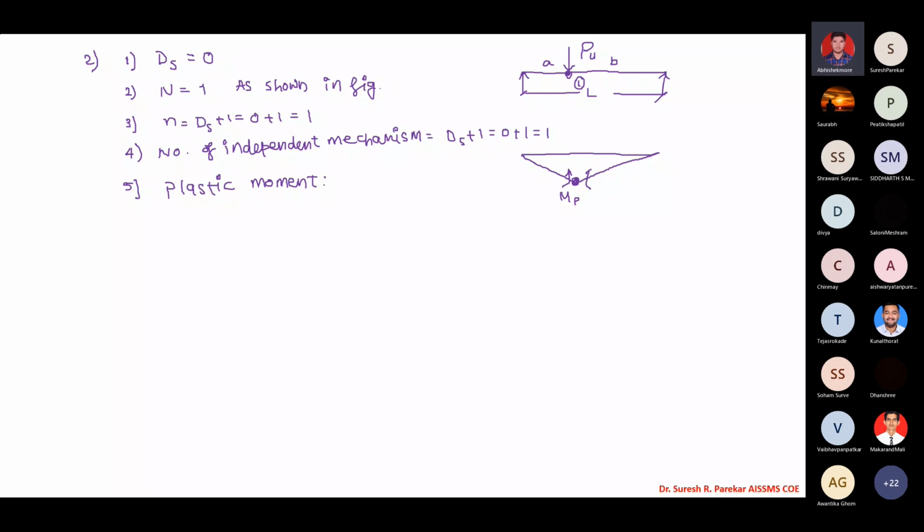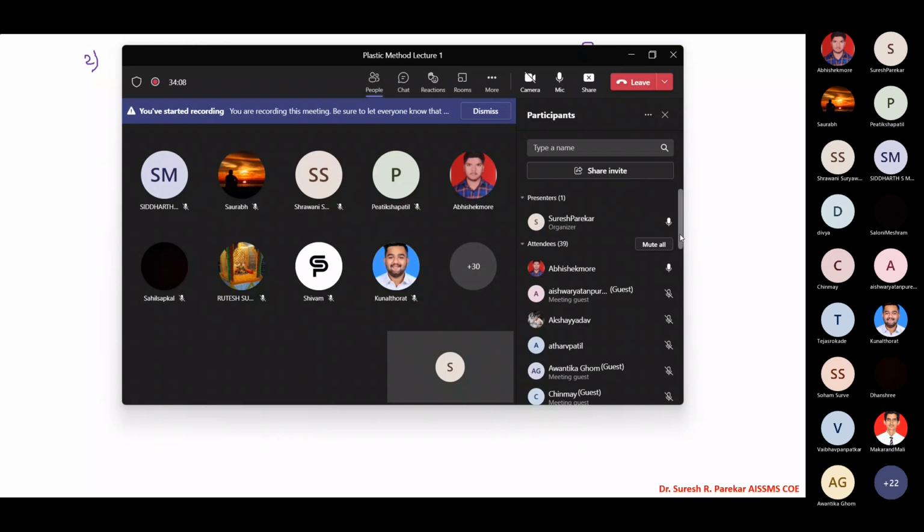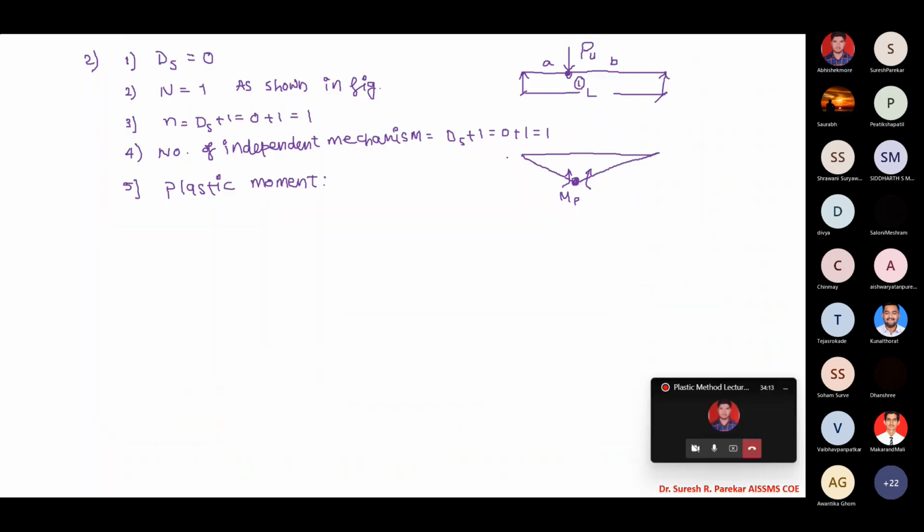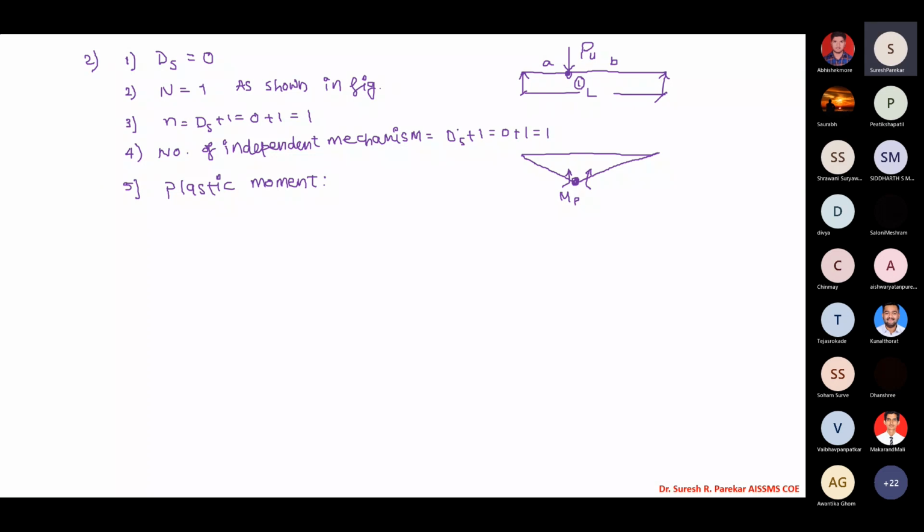Sir, yes. The number of independent mechanism N minus DS. Sorry.